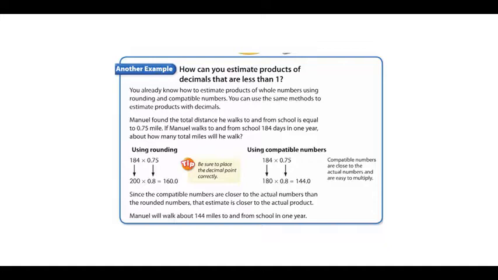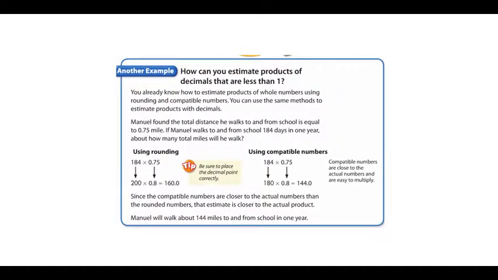An important tip that you should know is that since compatible numbers are closer to the actual number than the rounded numbers, that estimate is closer to the actual product. So just keep that in mind when you are estimating. So here it just says Manuel will walk about 144 miles to and from school in 1 year. It just depends on where the original number is at. So in this case, 184 is obviously much closer to 180 versus 200.